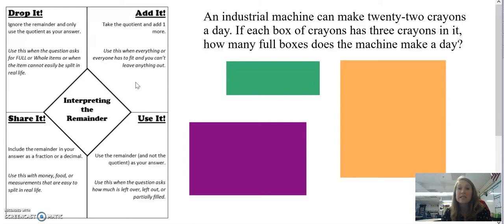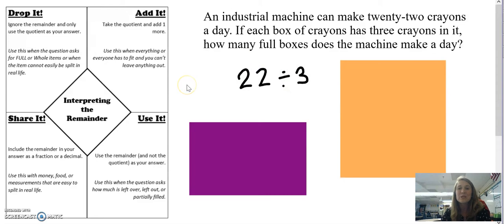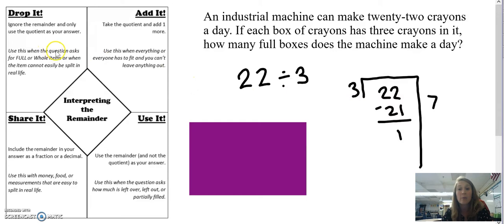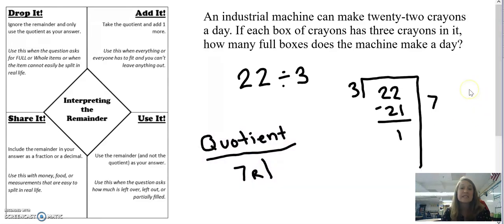Our first example says an industrial machine can make 22 crayons a day. If each box of crayons has 3 crayons in it, how many full boxes does the machine make a day? So right away, I know that I'm taking my 22 crayons and dividing them equally into groups of 3. So I have the problem 22 divided by 3. So I'm going to solve the problem using partial quotients, or really probably just your math facts. And we would see that our answer is 7 with a remainder of 1.